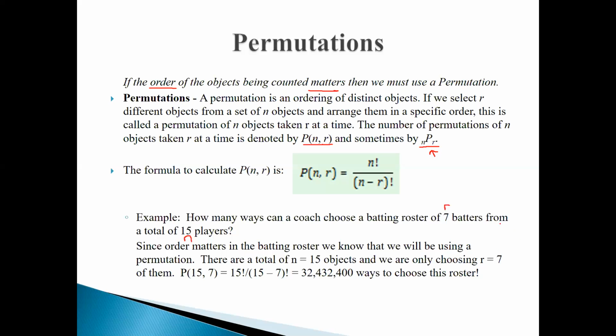So for any coaches out there, if the parents are complaining about how their kid is in the batting roster, tell them if they can write all the ways that you can choose 7 batters out of the 15 players, you'll let their kid bat first. So if they can come up with 32,432,400 ways to do the roster, then you'll go ahead and let them bat first. But don't tell them that's how many there are.